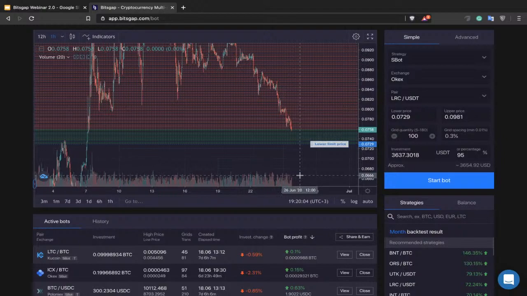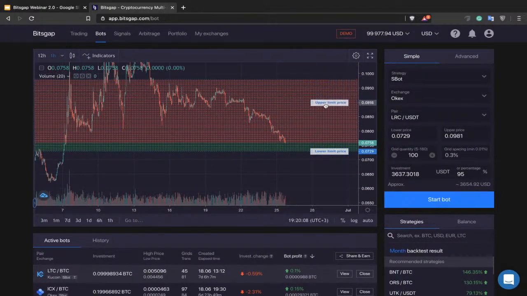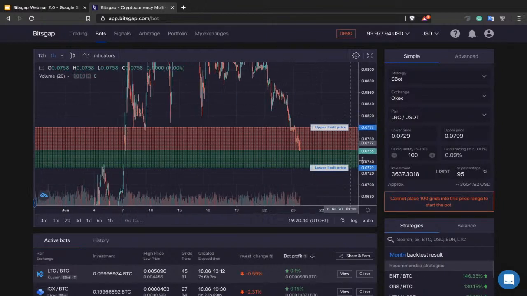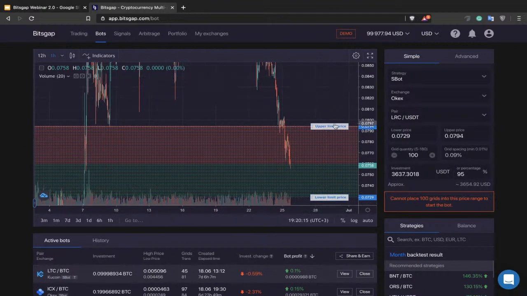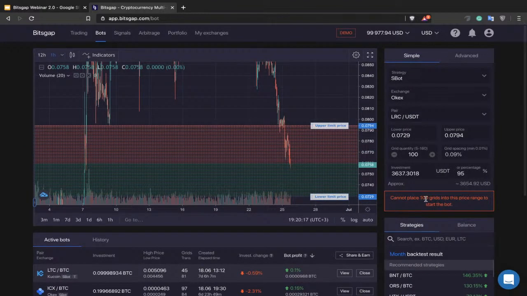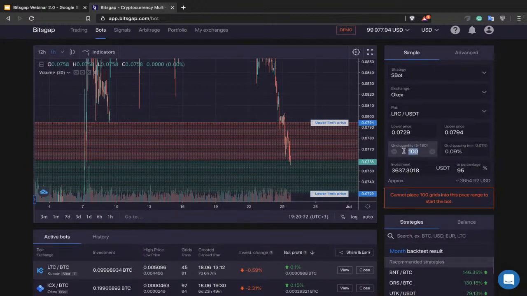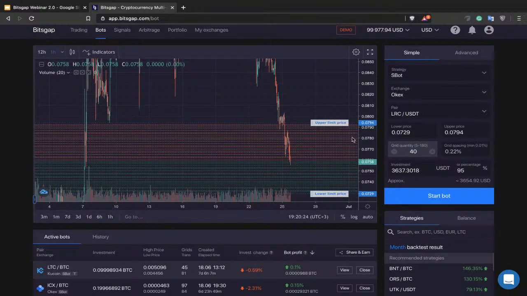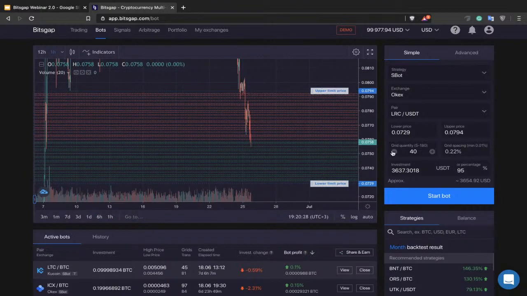Let's make the chart wider. And now let's drag the upper limit price over here. It tells us that we cannot place 100 grids into this price range to start the bot. In this case, I will reduce it to, let's say, 40. So now I have, in this trading range, 40 grid levels. That means that I have 40 limit orders, both sell limit orders and buy limit orders.